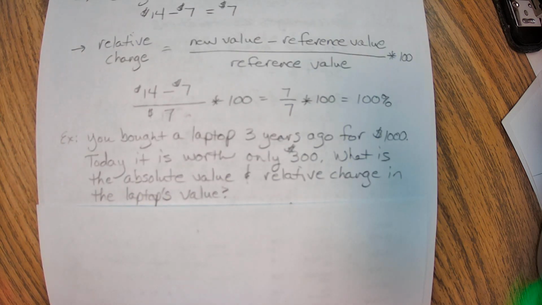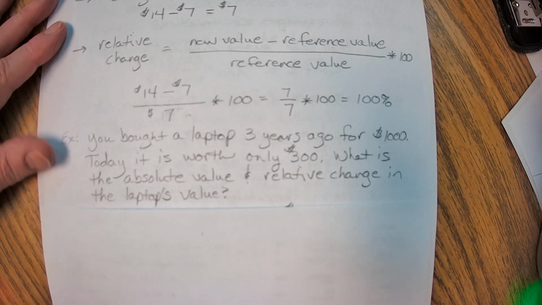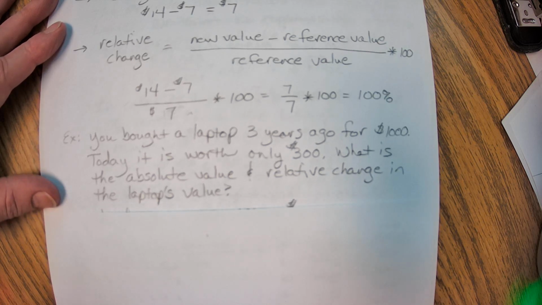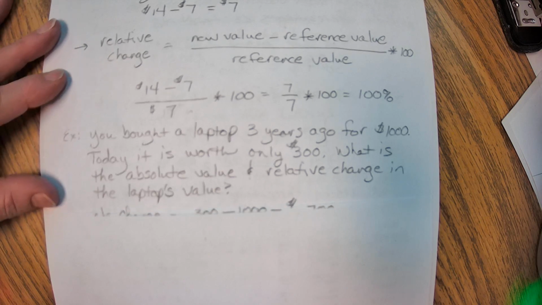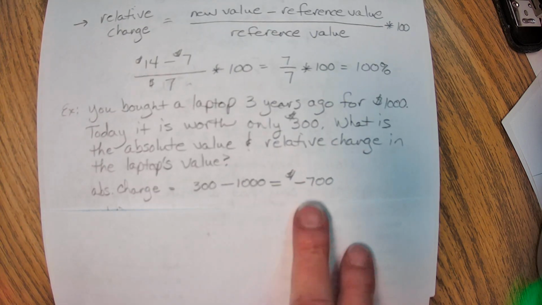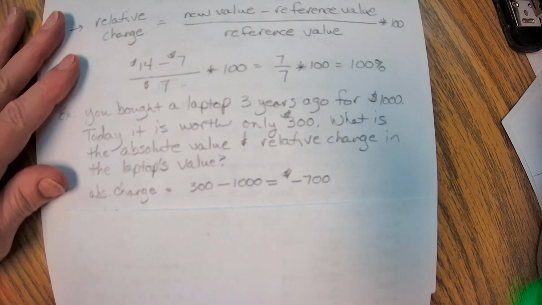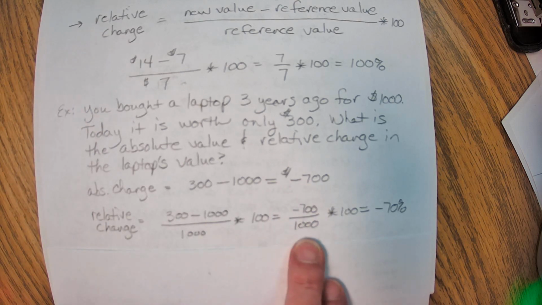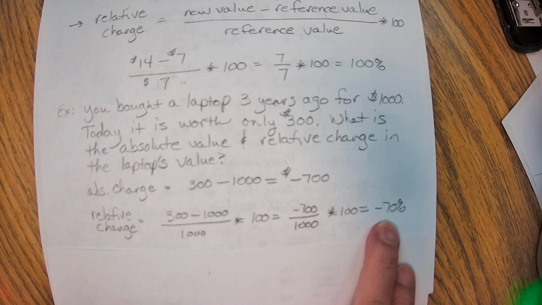Here's another example. You bought a laptop 3 years ago for $1,000. Today it's worth $300. What's the absolute and relative change in the laptop's value? We know that it depreciated in value, so our absolute change is going to be a negative number. It went down $700. Well, I want to know what negative 700 over what we started with, 1,000, times 100 is. That's going to equal negative 70%. So your laptop depreciated 70% of its value in 3 years.